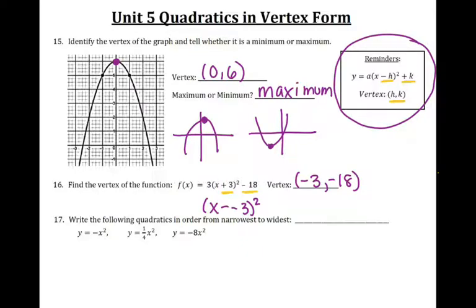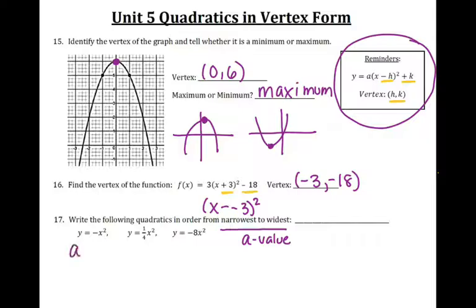Okay, write the following quadratics in order from narrowest to widest. So what you're doing to compare width of quadratics is you are looking at your a value. Now, it does not matter if your a is positive or negative. The positive or negative denotes if the parabola is opening up or if it is opening down. So I'm just going to look at my a values without the negatives if it is negative.